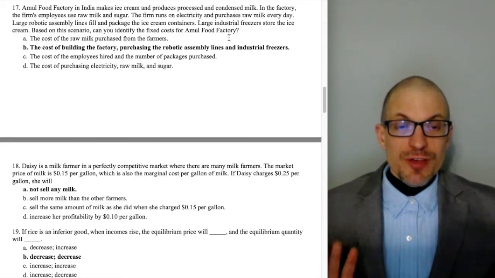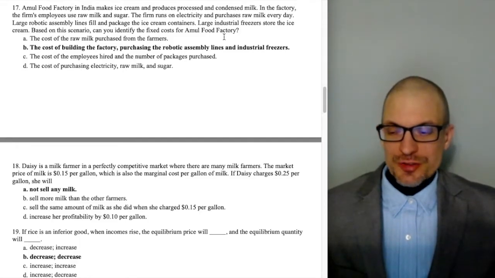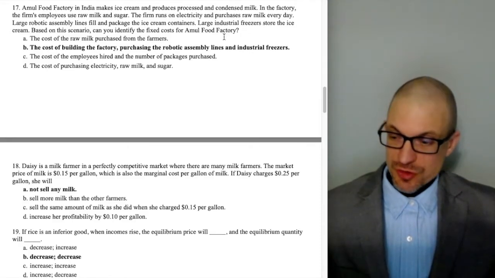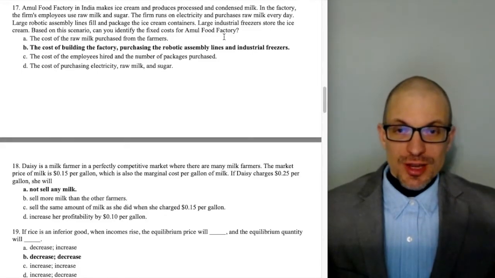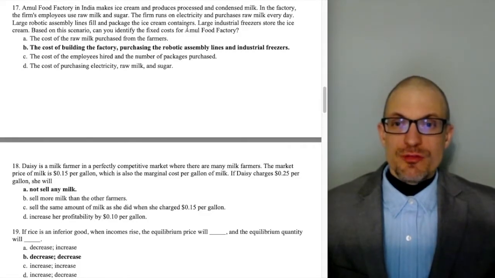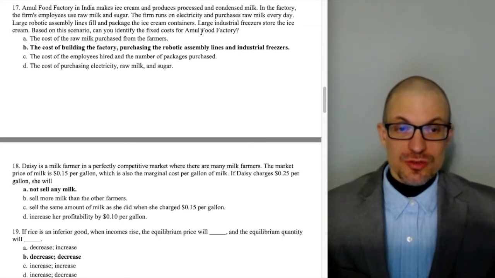Okay, so we said fixed costs were like your infrastructure. It's like the factory. Variable costs are like your ingredients, right? So if you don't produce any ice cream, you still have to pay for the infrastructure, like the factory. But if you're not producing any ice cream, you're not paying for any ingredients, right? And so what we're looking for amongst our fixed costs are the things that you're going to have to pay for whether you make any ice cream or not.